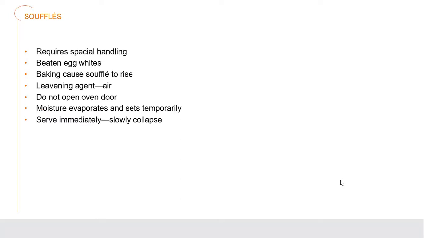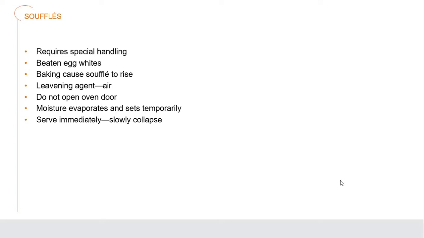So souffles require special handling. You have to be very careful, and you have to prepare them right when you need them. We take the egg whites and beat those, and we're going to be baking these souffles in an oven, because that is what's going to make them rise. The beaten eggs hold the albumin that's in the eggs, which holds all of the air, and that's going to help our souffles rise.